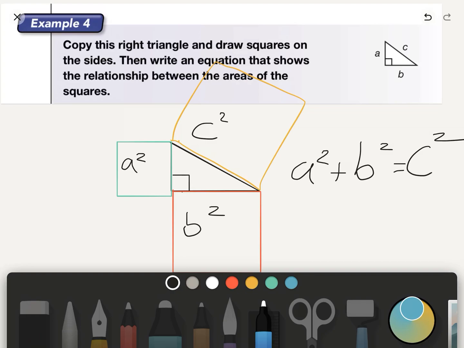So let's remember that the Pythagorean theorem applies to all right triangles. This will always work with a right triangle, but it applies only to right triangles. So unless you see that it is a right triangle, this will not work. But if it is a right triangle, then, oh my goodness, what a miracle we have here.